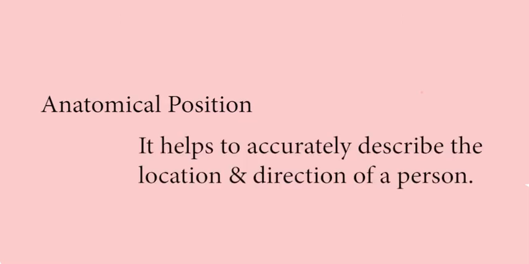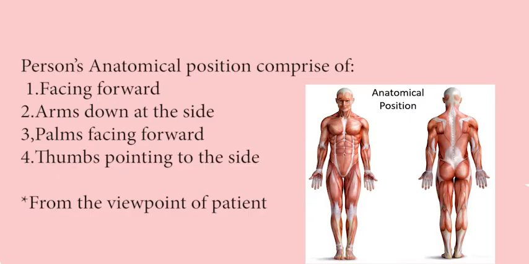Anatomical position helps to accurately describe the location and direction of a person. The person in anatomical position has the following appearance: face facing forward, arms down at the side, palms of the hands facing forward, and thumbs pointing to the side. This is always from the viewpoint of the patient.